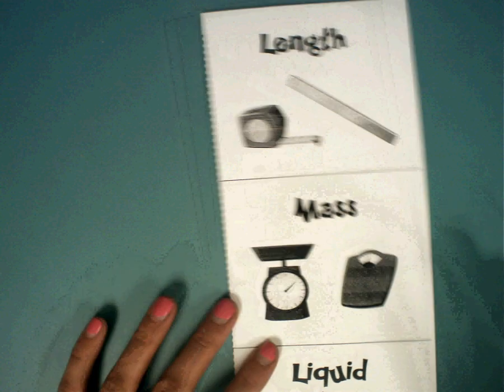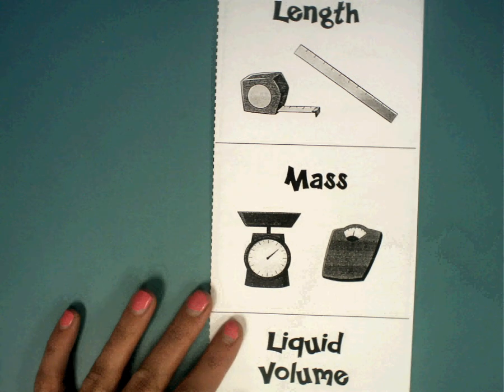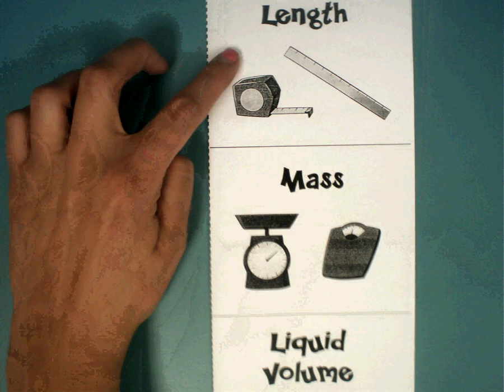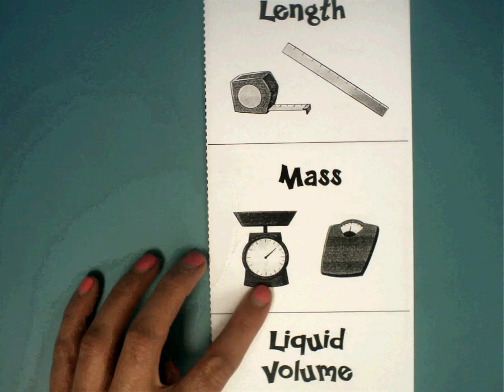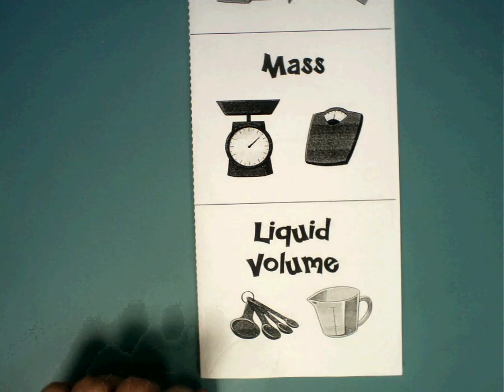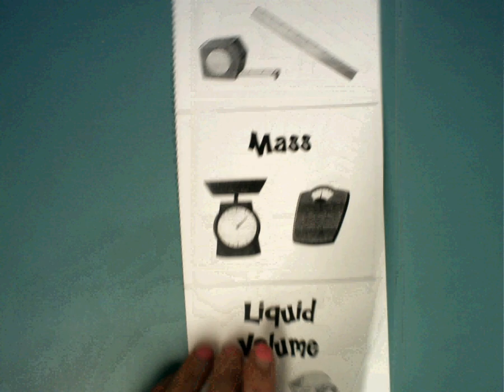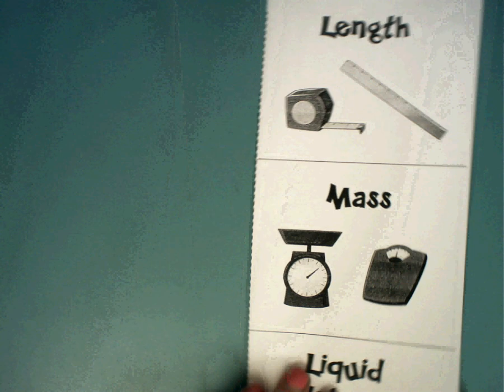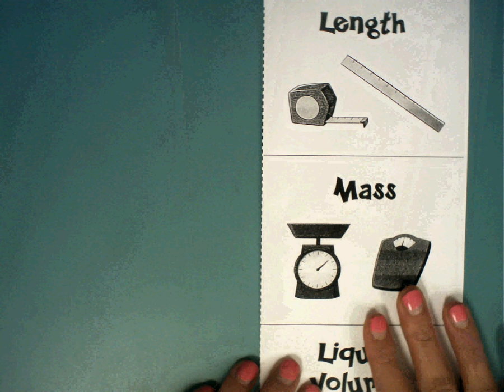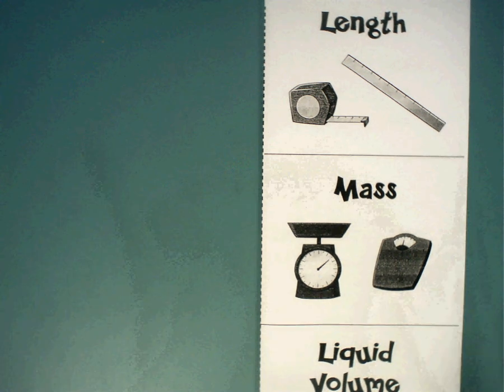Either way, we're measuring something. We're seeing how much of something there is. How many inches are there? How many pounds are there? How many gallons are there? Okay, it's how many of something. Let me backtrack for a second.